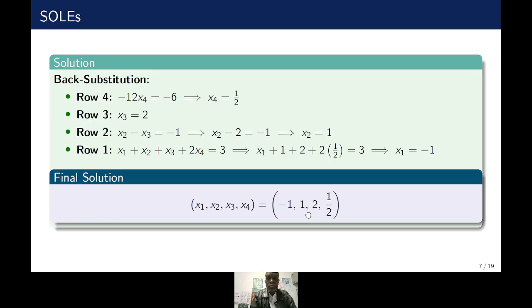So in this case, we're able to get a solution of the equation, which is just one unique solution. A unique solution, just one single point. All those 4 planes in the 4-dimensional space will meet at just one point. So our solution is just minus 1, 1, 2 and a half.